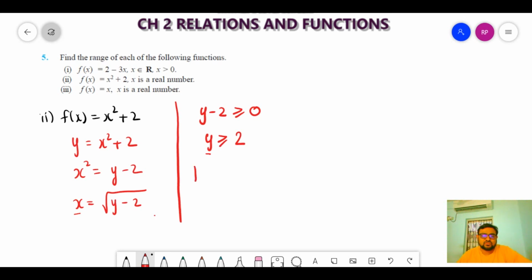So the range of the function here is 2 to infinity. Clear? See here, 2 is in a closed bracket because it is greater than or equal to. The range of this function is closed bracket 2 to infinity open bracket. Okay, so note down the second question of question number 5.